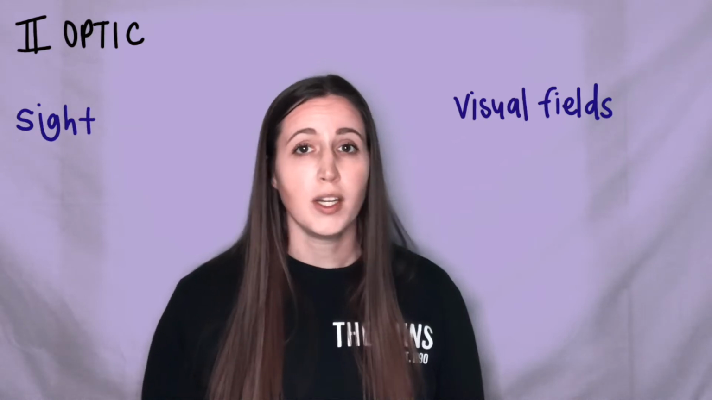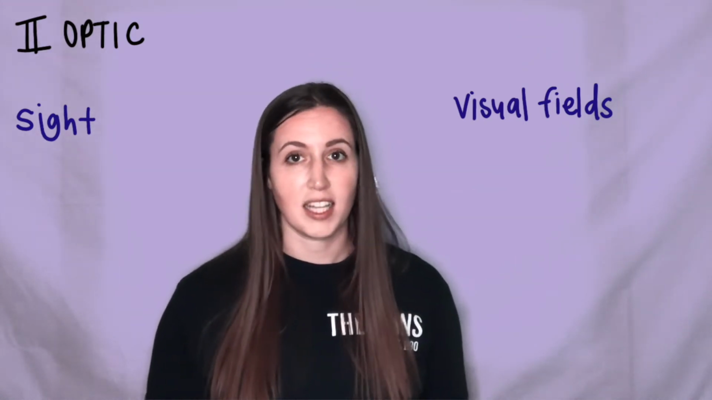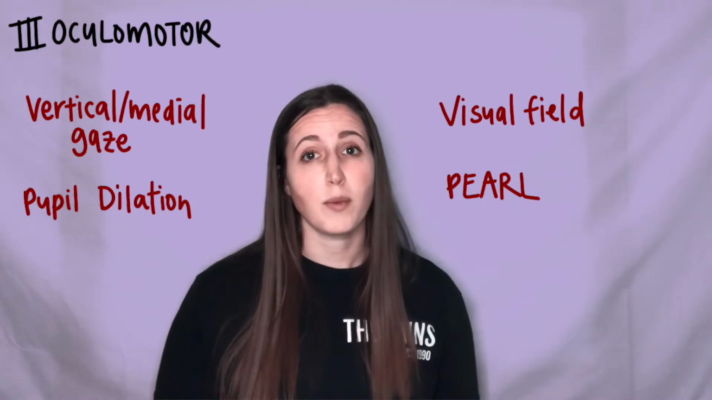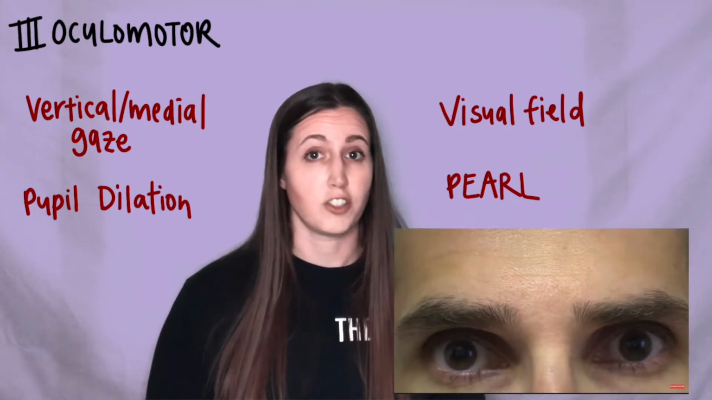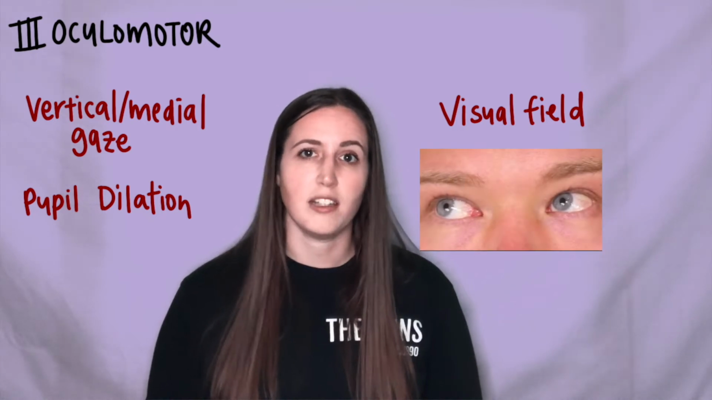Optic nerve 2 takes in information about vision, and so you can test this by testing the patient's visual field. Oculomotor nerve 3 does both eye motion and pupil dilation. So you can test this by trying to dilate their pupils, as well as testing vertical and medial gaze.